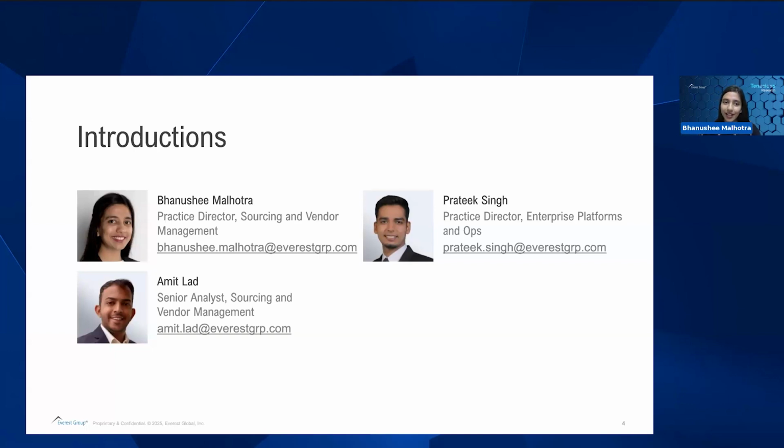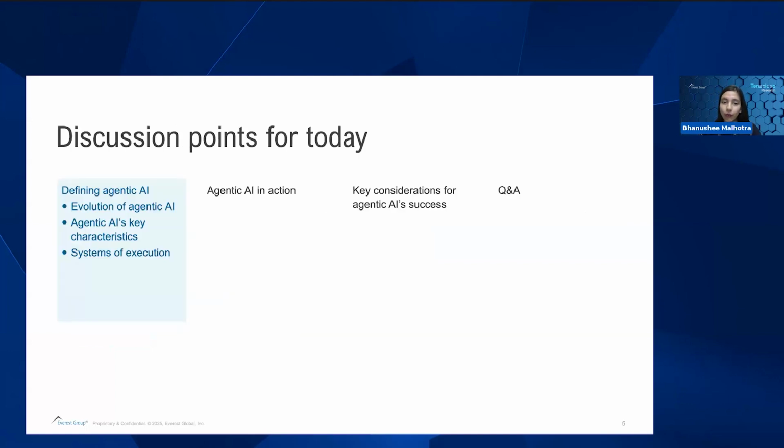So if we move to the next slide, I wanted to give a quick overview of what all we're going to cover in the session. We're going to begin with, of course, defining agentic AI, right? What does it mean? What has the evolution been when it comes to these concepts? Along with the key characteristics that we've seen agentic AI to have versus the traditional intelligent automation as well as generative AI that we're all used to hearing about.